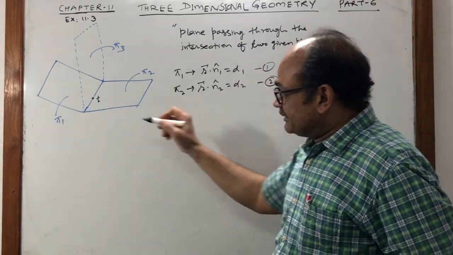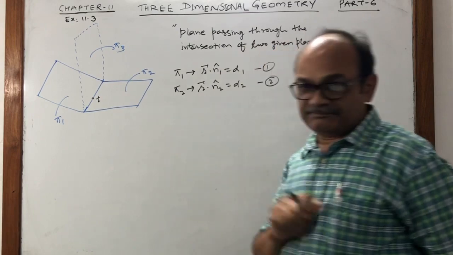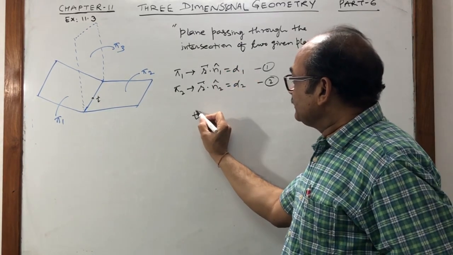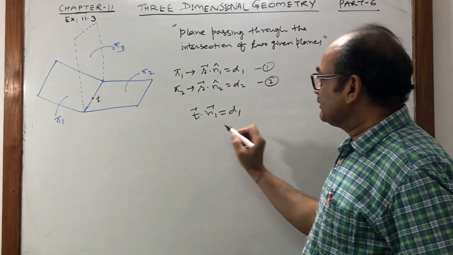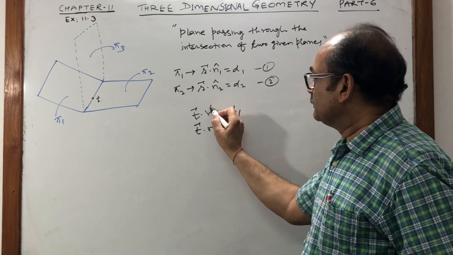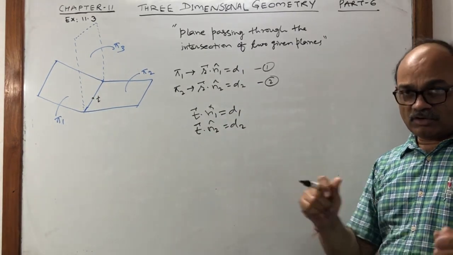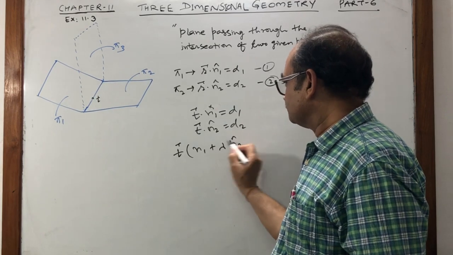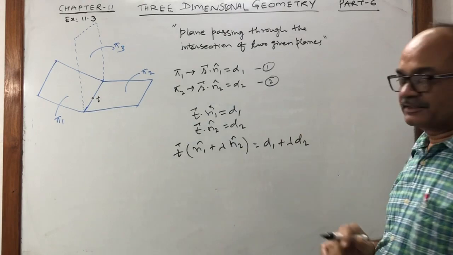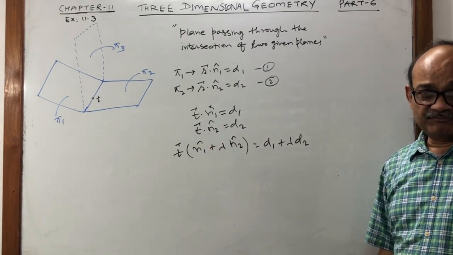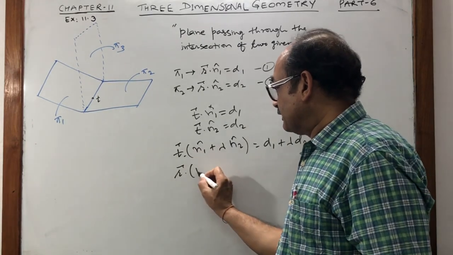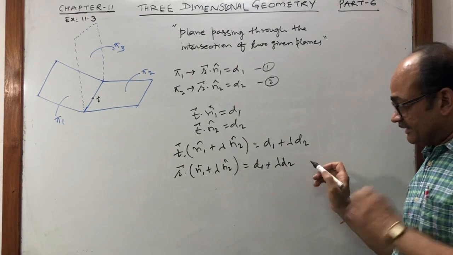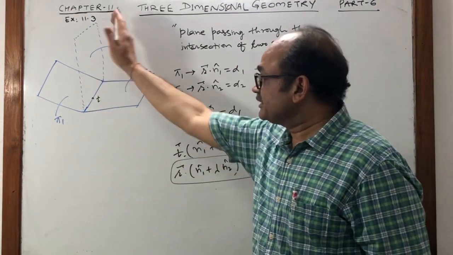We suppose any arbitrary point t on this common line, then this point t will satisfy these two planes. So t dot n1 equals d1 and t dot n2 equals d2. Or we can say, for any value of lambda, t dot n1 plus lambda n2 equals d1 plus lambda d2. But since t is arbitrary, it will be r dot (n1 plus lambda n2) equals d1 plus lambda d2. This will be the equation of the third plane, that is pi 3.